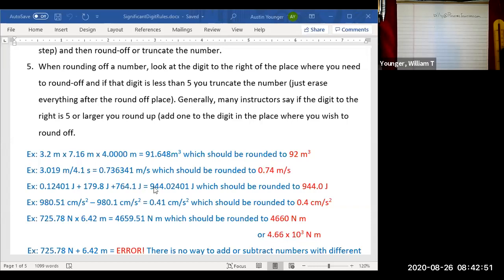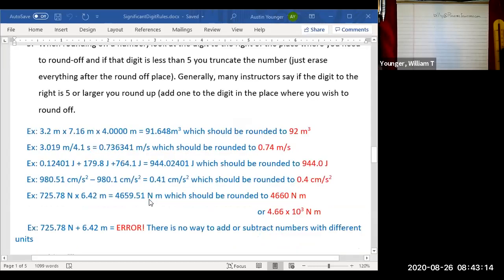So when I add them all, obviously I get 5 decimal places, but only one of them can be used. And since this is where I need to round it to, and this number is less than 5, I'm automatically going to call that what it is, which means I'm going to truncate the number or erase everything after it. So it's 944.0 joules. If you subtract 2 numbers, it's the same rule as adding.